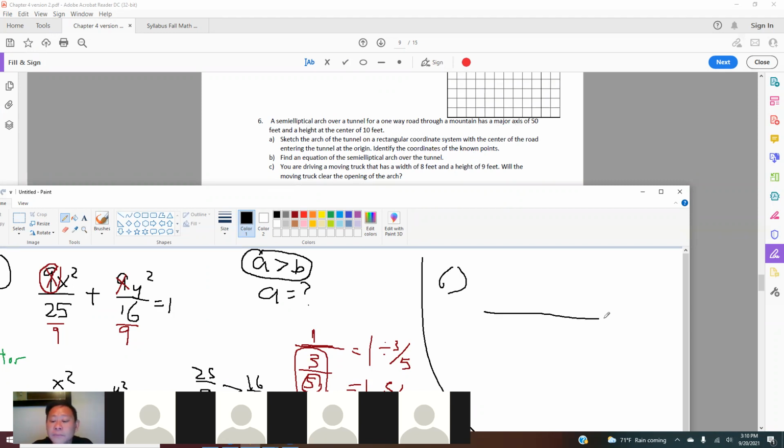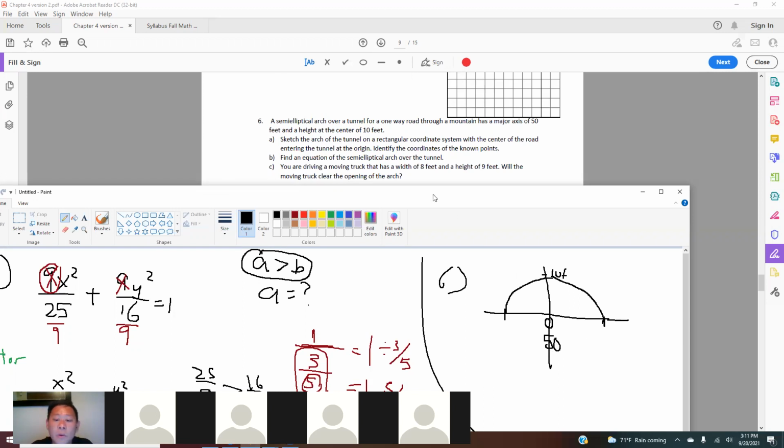So we have a semi-elliptical arc. Semi-elliptical means it's an ellipse cut in half. The height is 10 feet, so this is at the middle here. And from this end to this end is 50 feet, which is called the major axis. And the height going up here is 10 feet. So you get this ellipse, but it's semi, which means halfway. So you only draw the top part here.